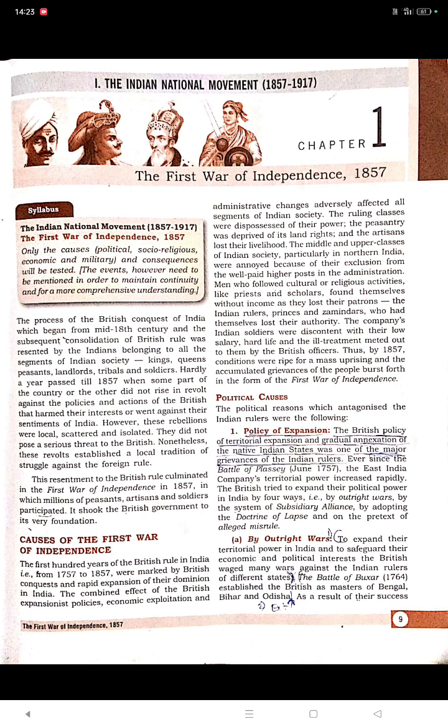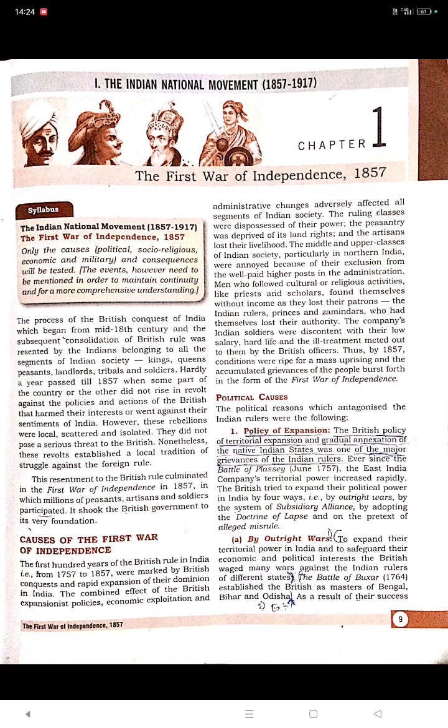The company's Indian soldiers were discontent with their low salary, hard life, and the ill treatment meted out to them by the British officers. Our Indian soldiers who worked in the British government were annoyed because of their low salary and hard life, with the ill treatment given by the British officers.